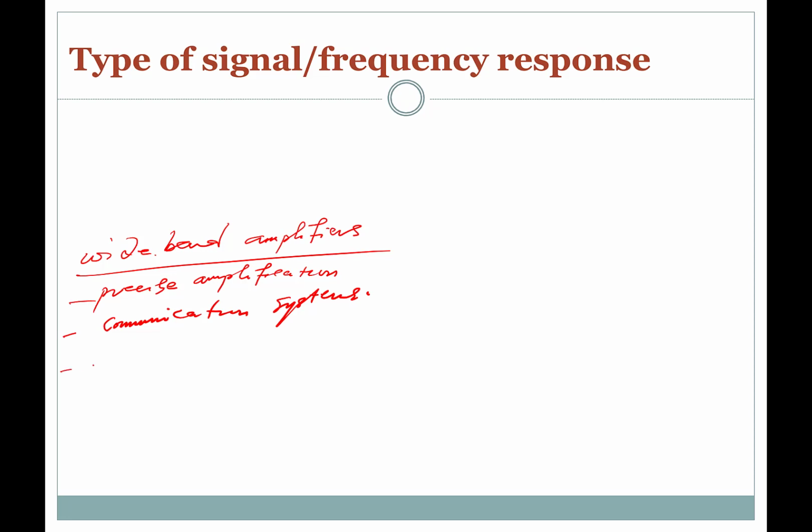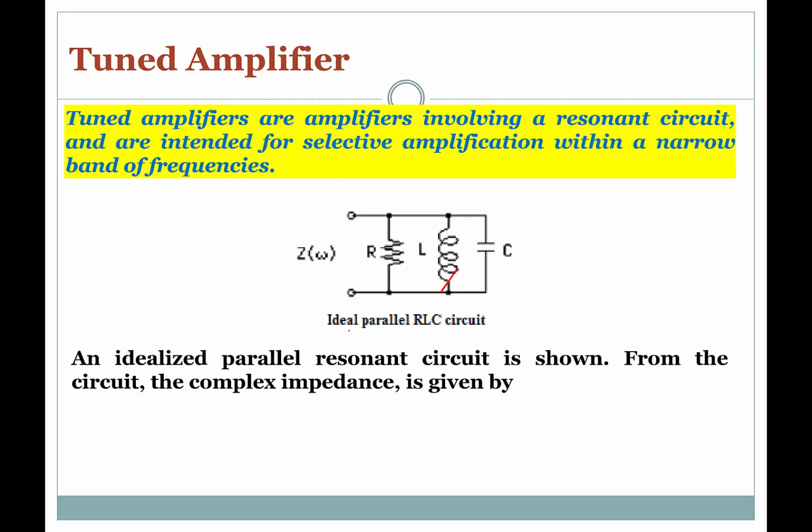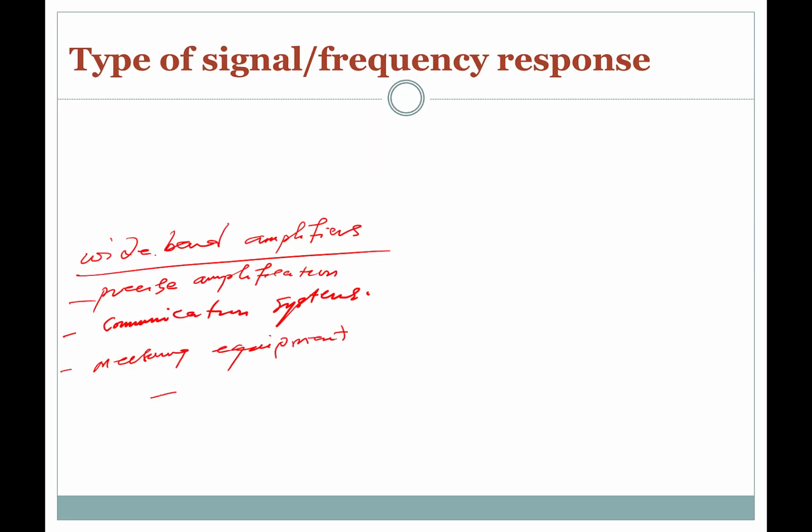They are also used in measuring equipment such as oscilloscopes, where there is a need to accurately measure signals over a very wide range of frequencies. Okay, so that is why we name them wideband amplifiers.